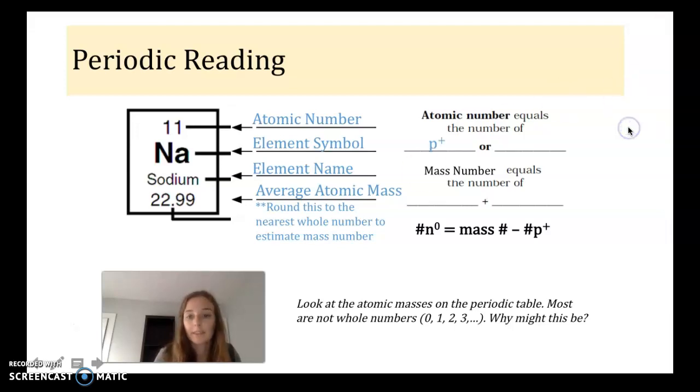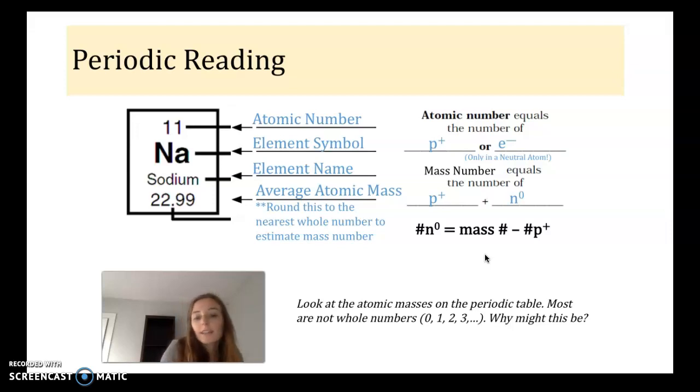Over here we see that the atomic number again equals protons, or electrons if it's a neutral atom. So for example, since I said the atomic number for sodium is 11, if it's neutral, it will have 11 protons and 11 electrons. Then our mass number equals the number of protons plus the number of neutrons. Or if we needed to figure out the number of neutrons, we could do the mass number minus the number of protons, which we will do quite often.